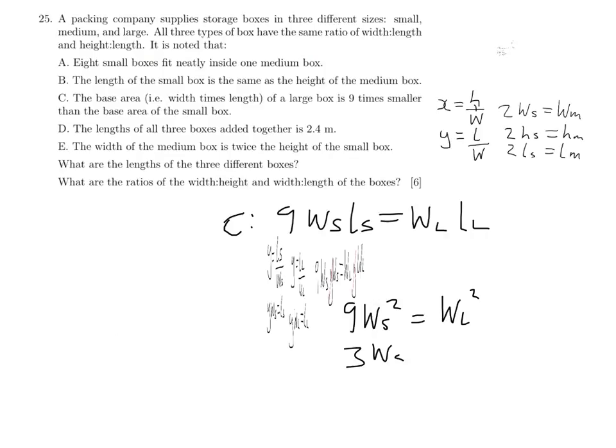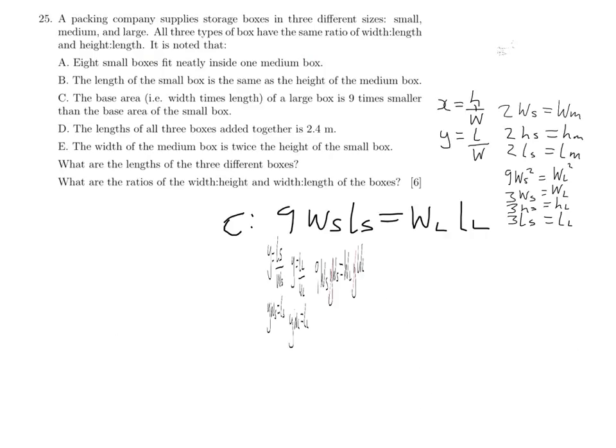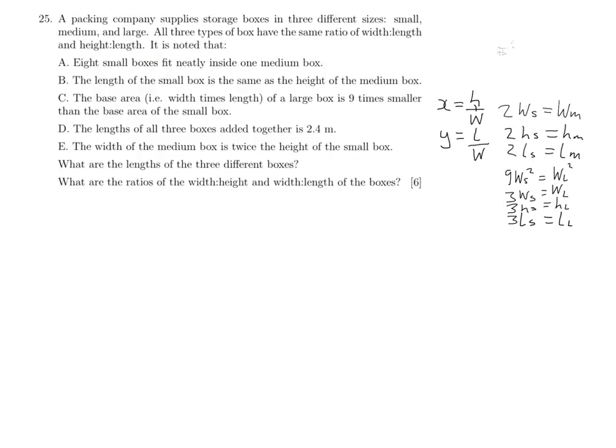Taking square roots of both sides, we find that the large box is 3 times as wide as the small box. And because they share that aspect ratio, the height of the large box is 3 times bigger than the small box, and the large box is 3 times longer as well. So again, I'm going to put those facts up there just so that we can use them later.